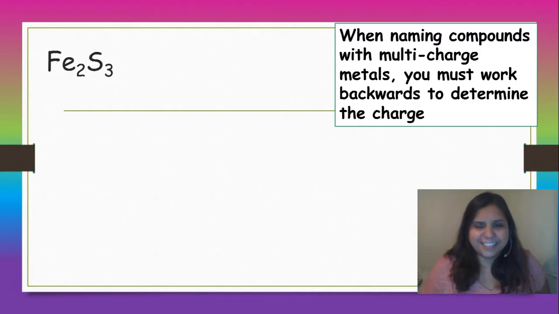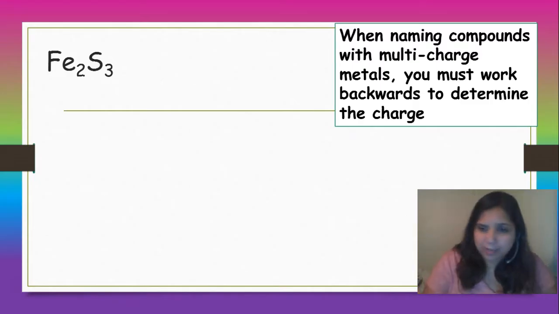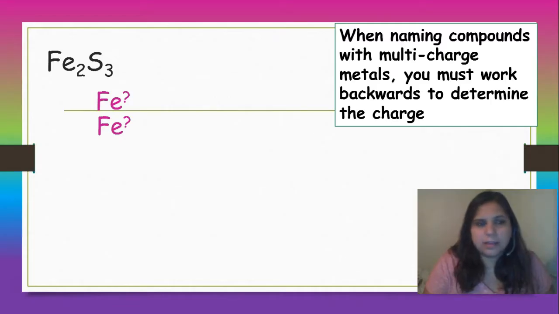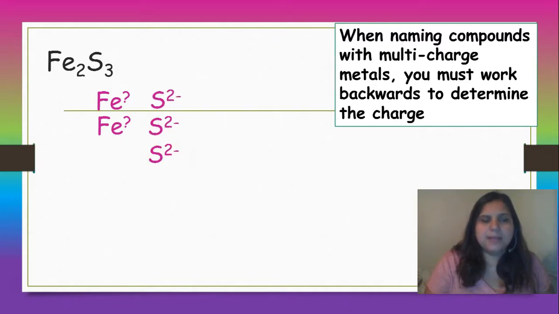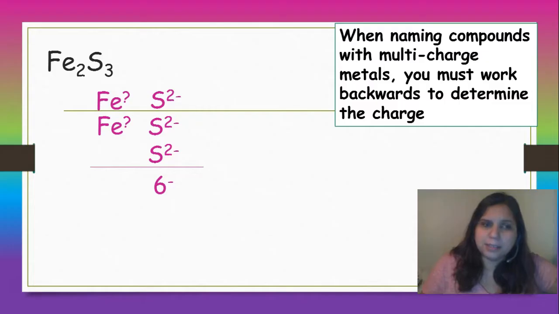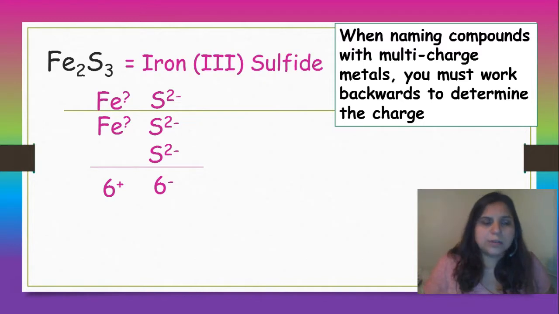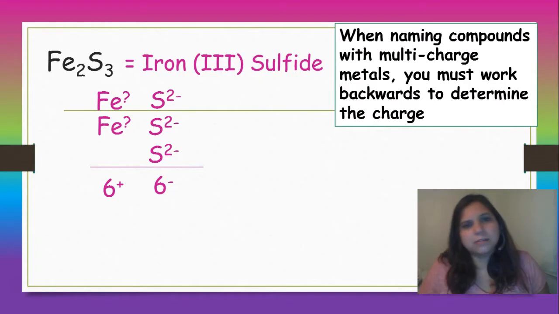Another. Okay, so let's see. I'm going to write out as many as I have. I don't know the charge on iron because it's a transition metal. It could be one of 2 charges. Then I have sulfur. I have 3 of them, which means that altogether sulfur had to add up to a -6, which means that my iron needs to add up to a +6. So if I have 2 irons, then what did each iron have to be? Well, they both have to be 3 in order to cancel out the sulfur. So this is iron 3 sulfide.